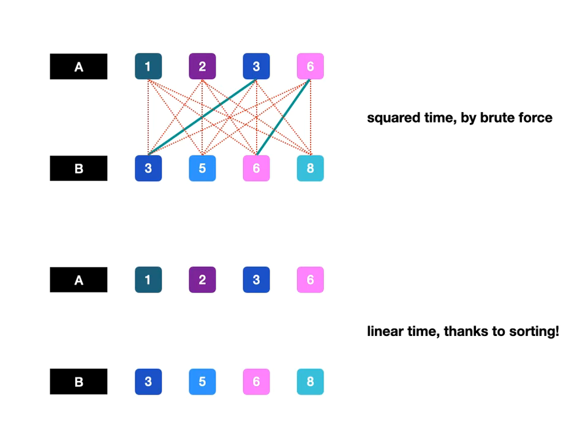So, the original was squared by brute force. The new one is in linear time thanks to our sorting. Linear time. We ran through, it took us a few chunks, right? 1, 2, 3, 4, 5 checks.